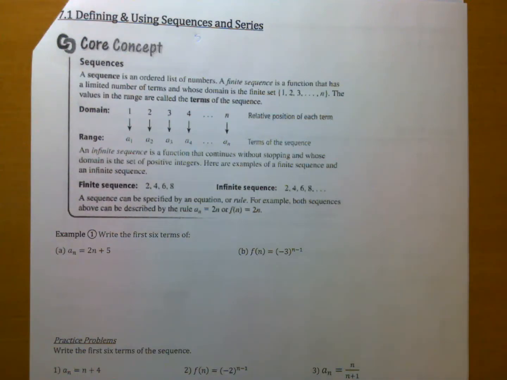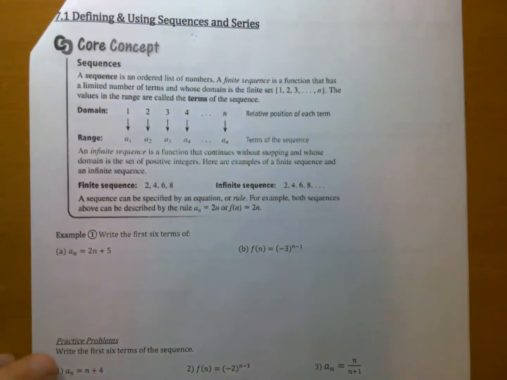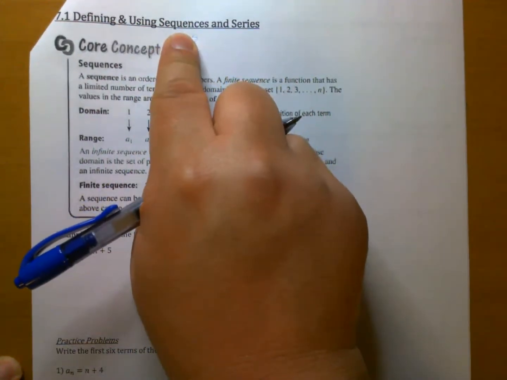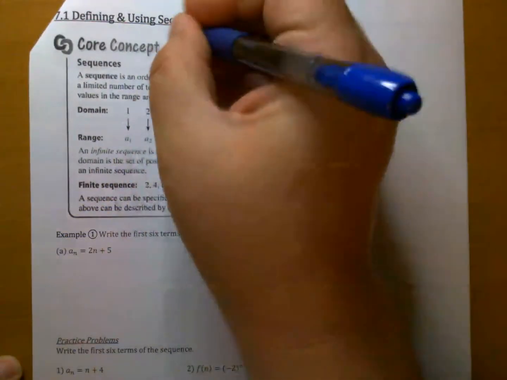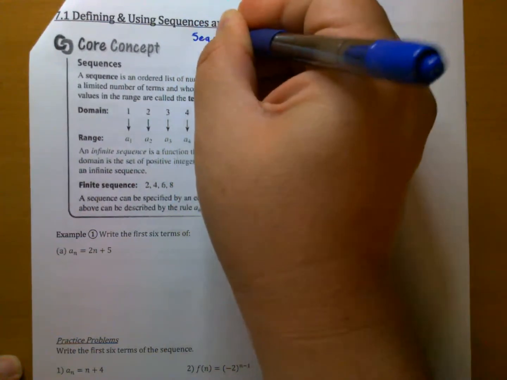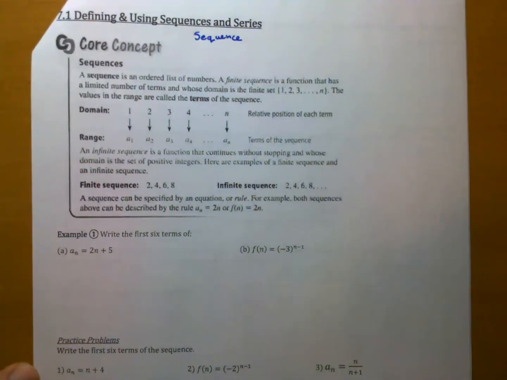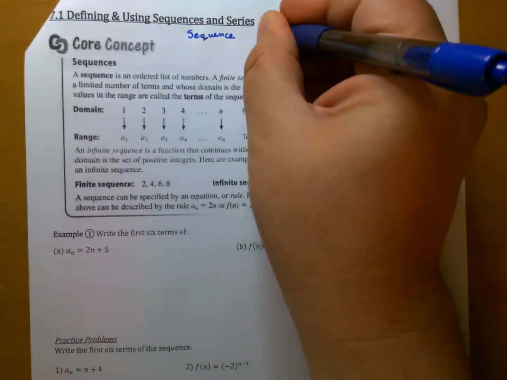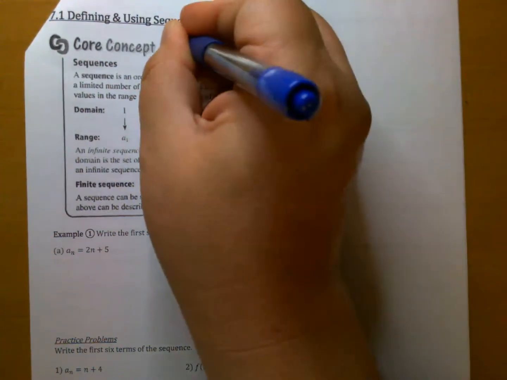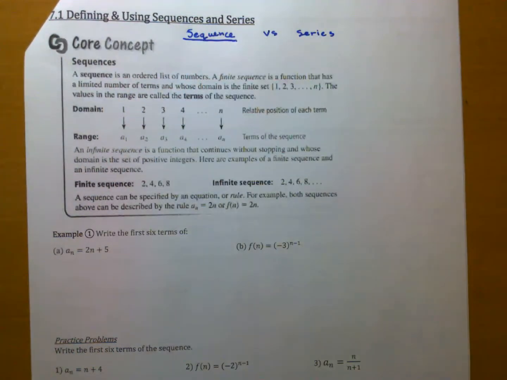Today we're going to be going over section 7.1, defining and using sequences and series. One of the biggest things that we're going to have to do today is recognize the difference between a sequence and a series. When we get our word wall, we're going to have it there, but I'm going to give you just a brief description as to what the difference is between a sequence versus a series. Okay. Now, we can see the first definition right away here.